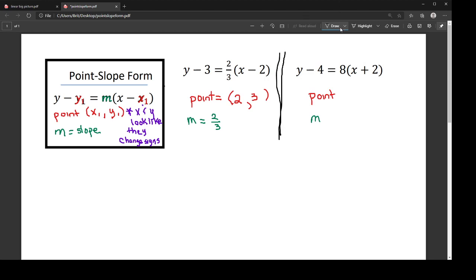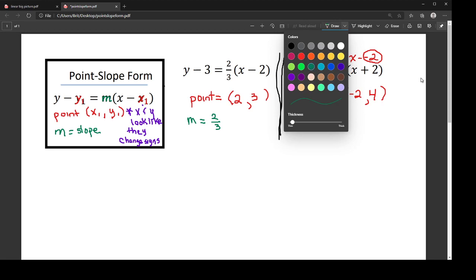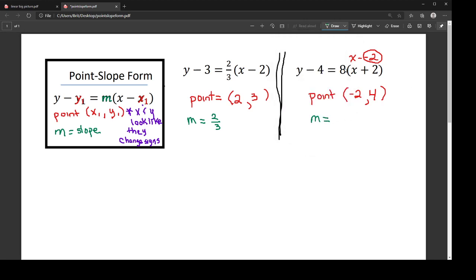Let's go ahead and try this other example. Alright, so our point, again, is whatever's being subtracted from x and y. So if you notice, we have an x plus 2 here. I could change that and call it x minus negative 2, because addition and subtracting a negative are the same thing. So in this case, the number being subtracted from x is negative 2, and the number being subtracted from y is a positive 4. And then if we look for our slope, the number in front of the parentheses, that's an 8.